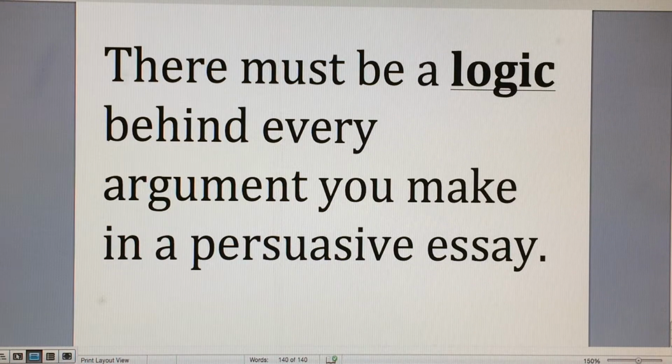Hello, this is Maestro X, and I'm going to go over the Level 1 Academic Word of the Day, Logic, for Week 1, Quarter 4. Let's take a look at the flashcard.